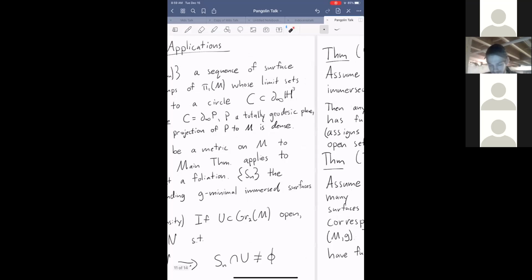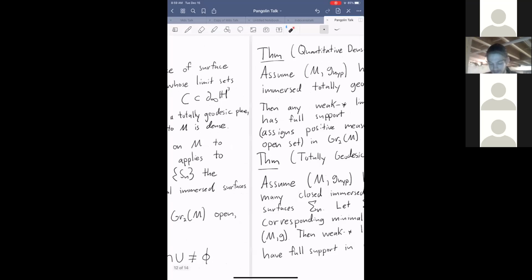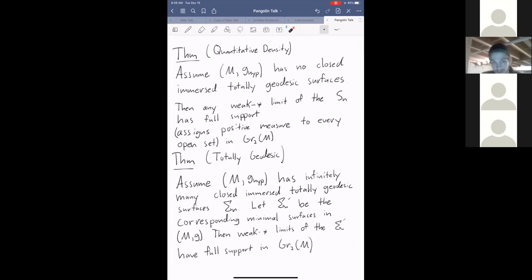You can make this quantitative under an assumption on the closed hyperbolic 3-manifold that probably isn't necessary, so I won't say more about that. But we can also prove a quantitative version for totally geodesic surfaces. I'll skip to the totally geodesic theorem and say this really quick. Suppose we have infinitely many closed immersed totally geodesic surfaces in the hyperbolic metric, which happens in a lot of the arithmetic cases, hyperbolic 3-manifolds that are arithmetic. And let sigma sub n prime be the corresponding minimal surfaces in M in this metric G.